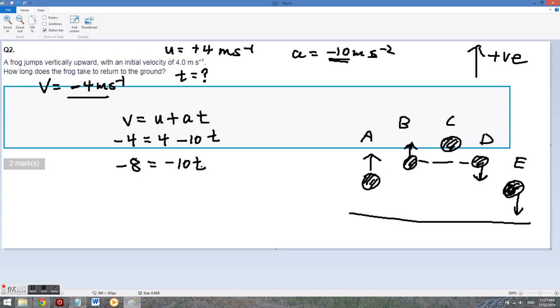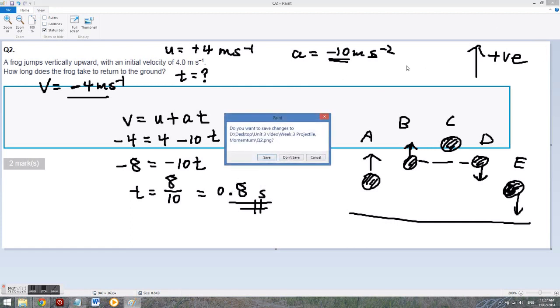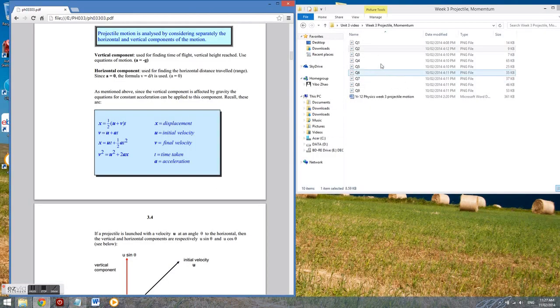Minus 8 equals minus 10t. t will be 8 on 10, which is 0.8 seconds. Don't ever forget the unit. Now let's go to the next question.